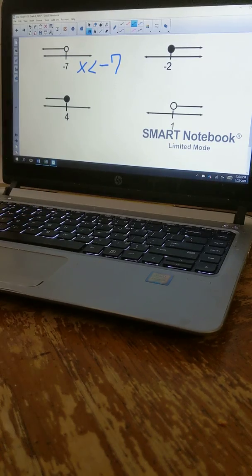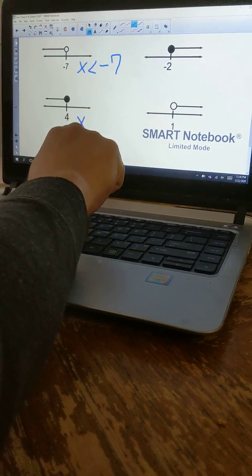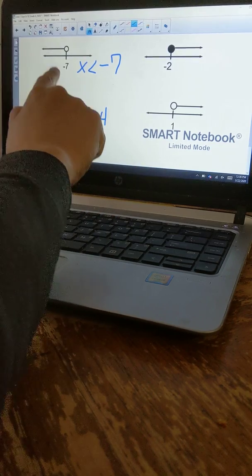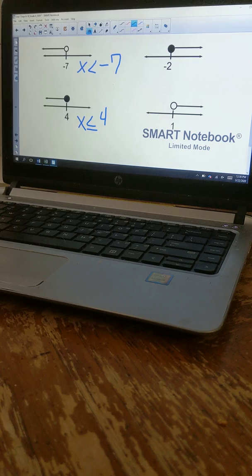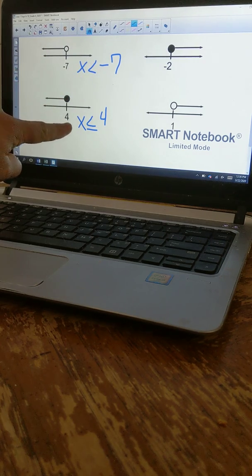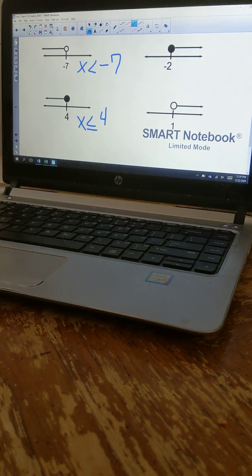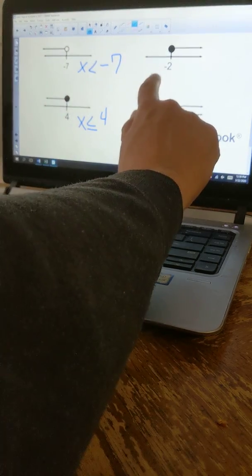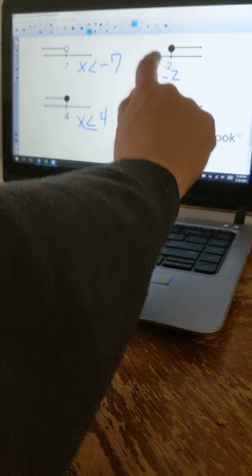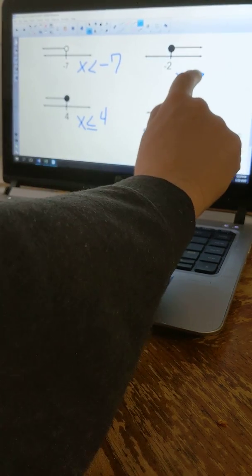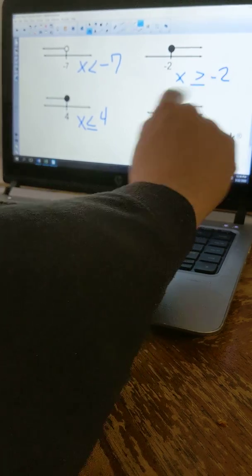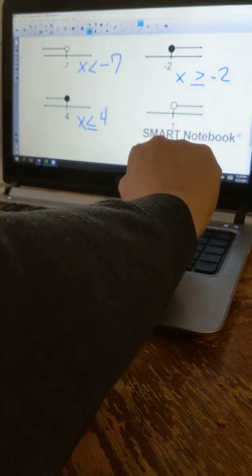I'm going to do the bottom left one next because it also shows less than. But the difference between these two graphs is this circle is colored in, which means 4 is included in the solution set. So while this is x is less than -7, this is x is less than or equal to 4. Top right, these numbers are all greater than -2. But the thing is, because the circle is colored in, these numbers are greater than or equal to -2. These numbers are greater than 1.